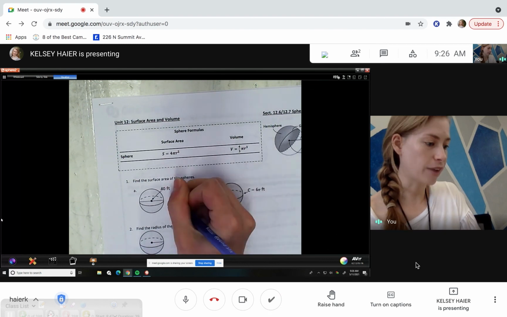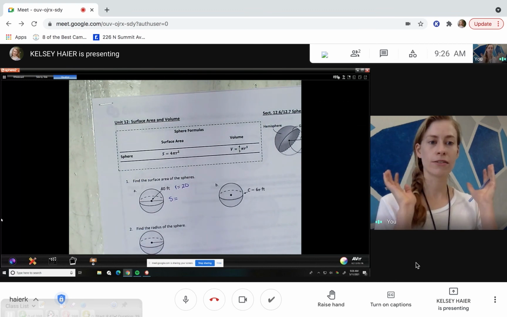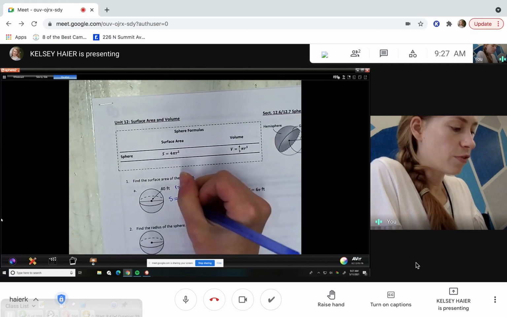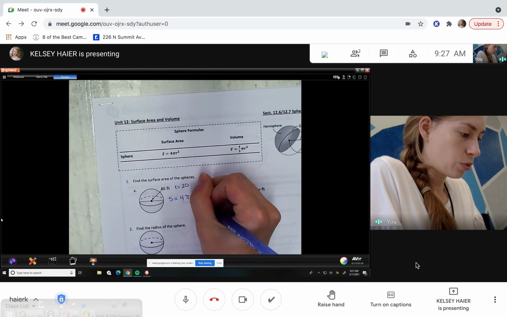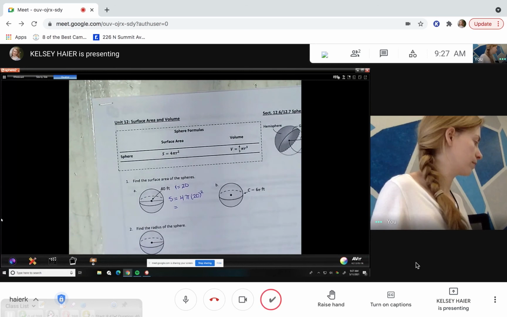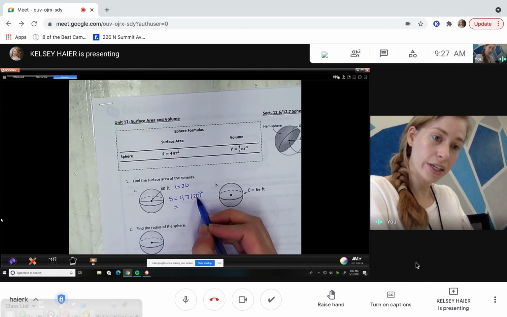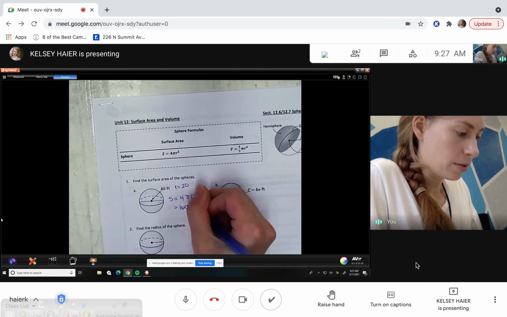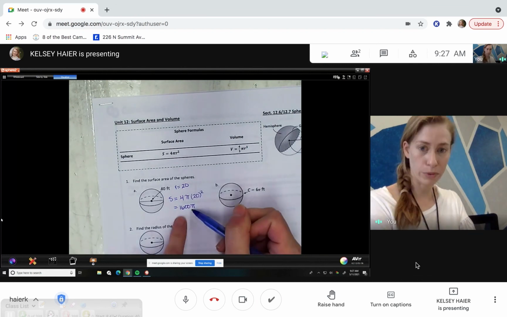To find the area for this one, there's no lateral, it's total with these. So all I'm going to do is 4 times pi, and then my radius is 20, squared. When I clean that up, 20 times 20 gives me 400, and 400 times 4 gives me 1600 pi. If I say leave it in terms of pi, this is what I want to see.